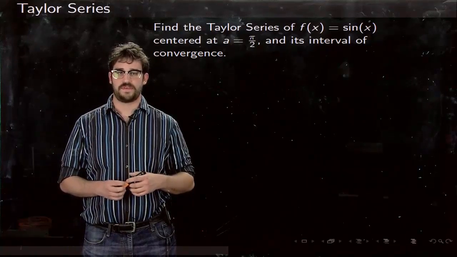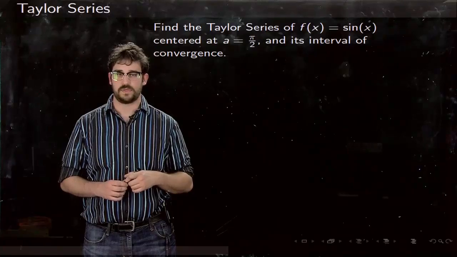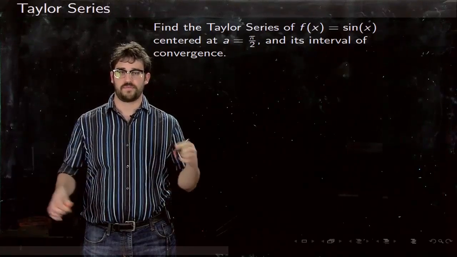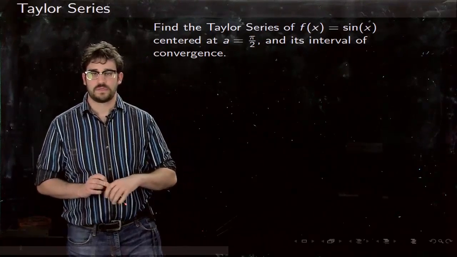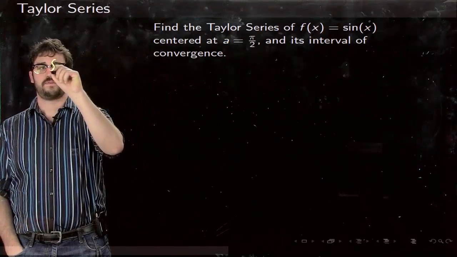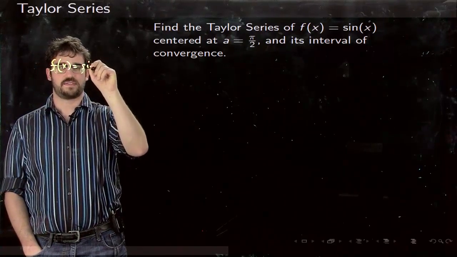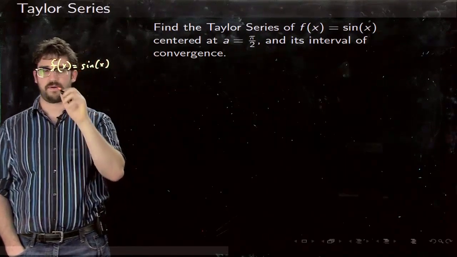What if we were asked to find the Taylor series of f of x equaling sine of x centered at a equals pi over 2 and its interval of convergence? So how would we do this? Well, let's see. We've got f of x is equal to sine of x. And let's see if we can find a pattern.